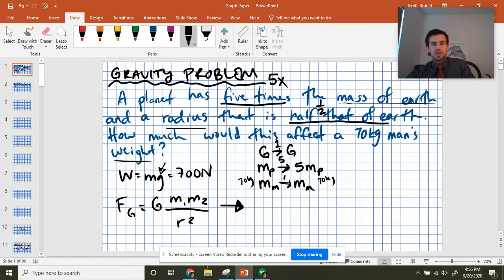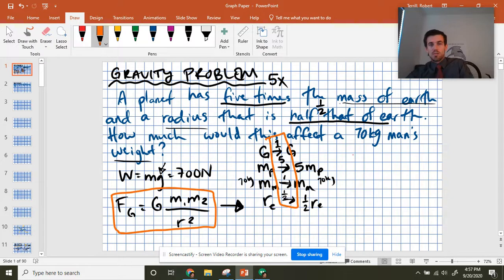And then our final variable is our R variable. And our R variable is going to be half that of Earth. So if we go from the radius of Earth, we're ending at 1/2 the radius of Earth, which means our factor of change there is 1/2. So I'm going to plug all of that information into this equation, but I'm going to plug them in with the changed values, or with these factors in there.